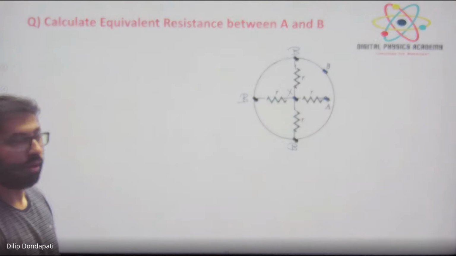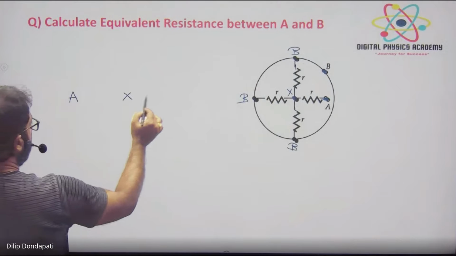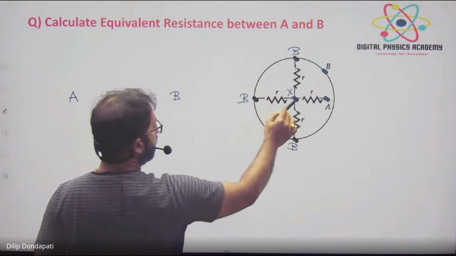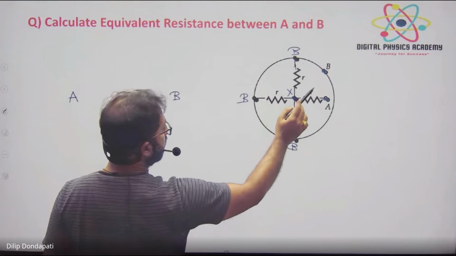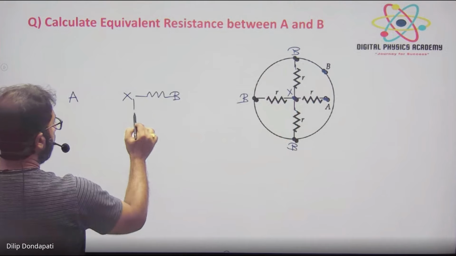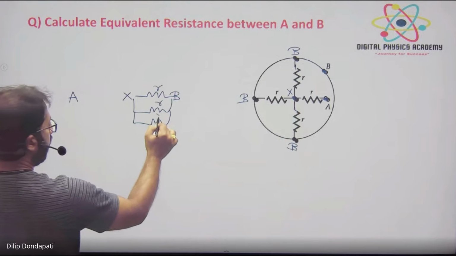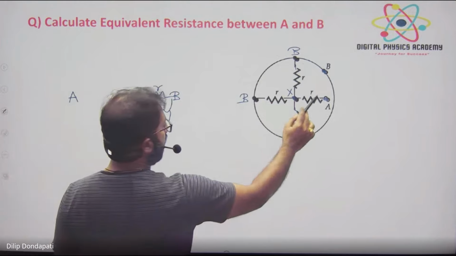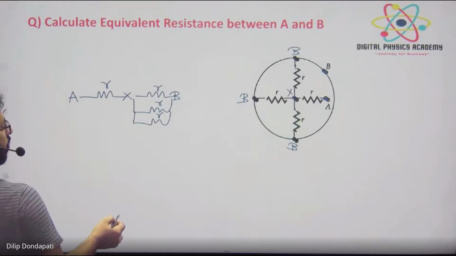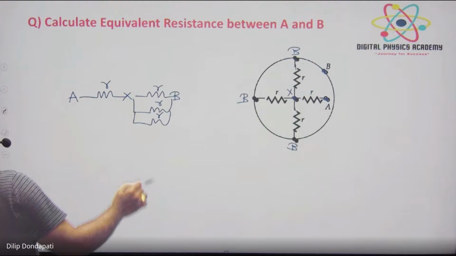Potential. Now how many do we have? 3 potentials: A, X, and B. Now solve. B and X, B and X, B and X. There are 3 resistances between B and X, all connected in parallel: R, R, R. Okay. Now between A and X there is R. Now find R equivalent across A and B. These 3 resistances are parallel.